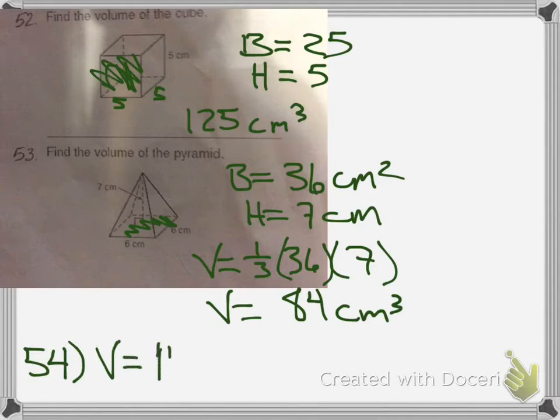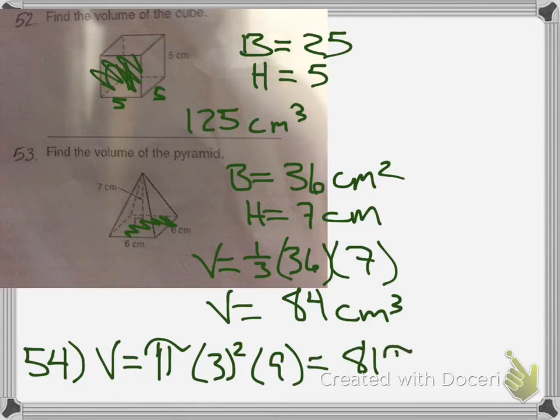Alright, now let's look at 54, because we're going to do this in terms of pi, why not? Volume is equal to pi times radius squared times the height. So radius squared is 3 squared, which is 9, 9 times 9 is 81, and then you would have 81 pi. Now, if you needed to round that off, you could do 81 times what pi is, 3.14, to get like 240 something. But in this case, they were just asking for it in terms of pi.